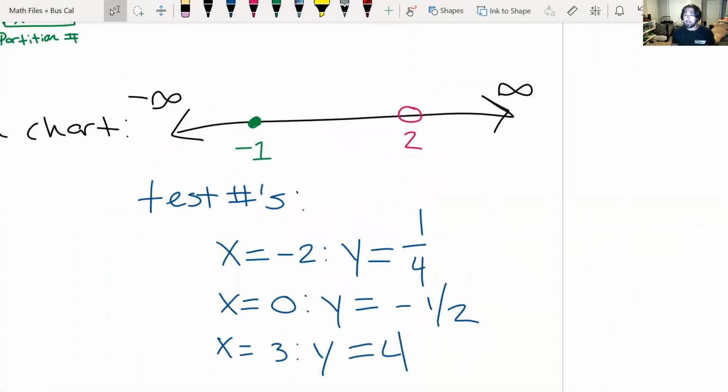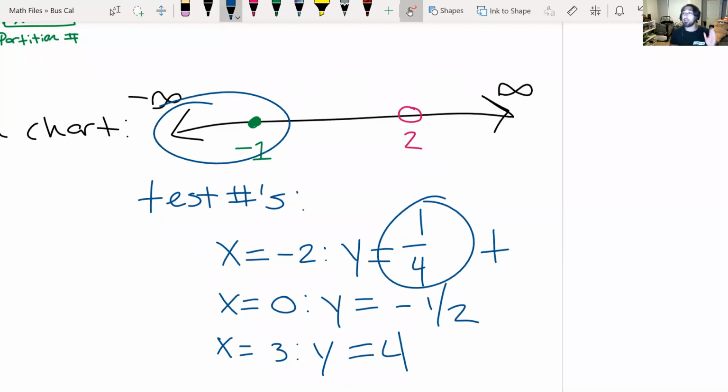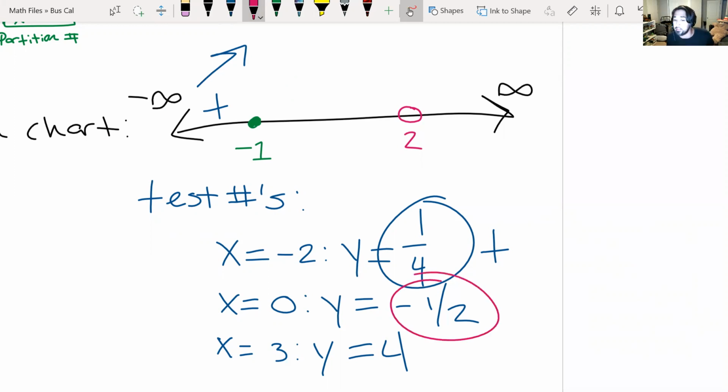So now, look at my test numbers. The first number that came out was positive, which means that for any x value we plug in from -infinity to -1, the y values will always be positive, which means they will be above the x-axis.